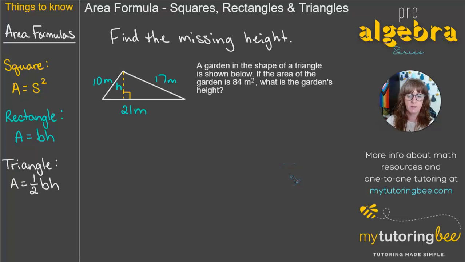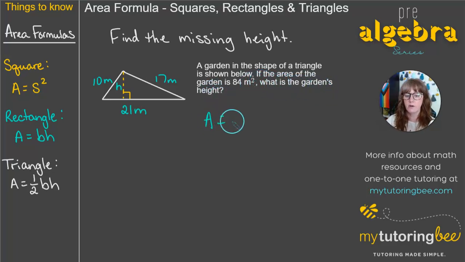One more challenge problem having to do with area. In this problem, we are being asked to find the missing height of the triangle. So we are given a lot of information about the side lengths of this triangle, but not the height of this triangle. A garden in the shape of a triangle is shown below. If the area of the garden is 84 meters squared, what is the garden's height?